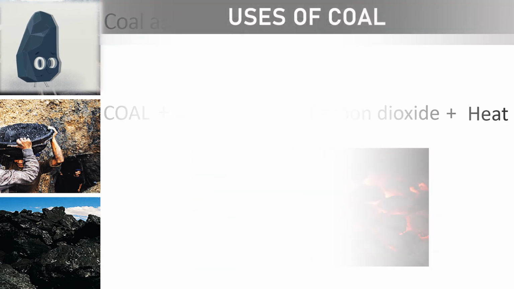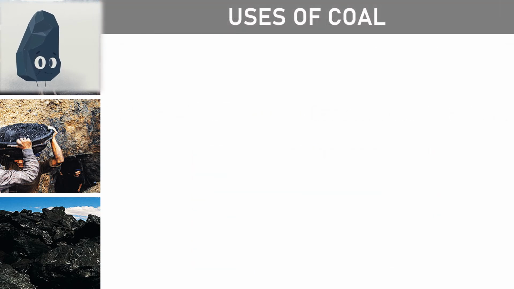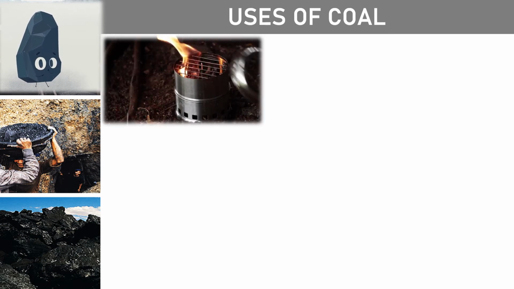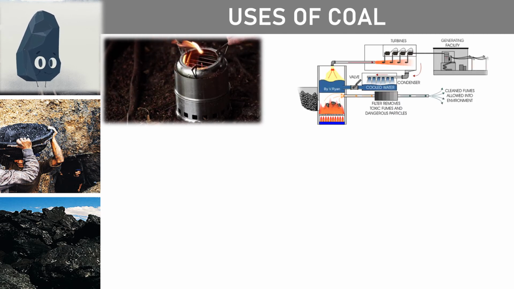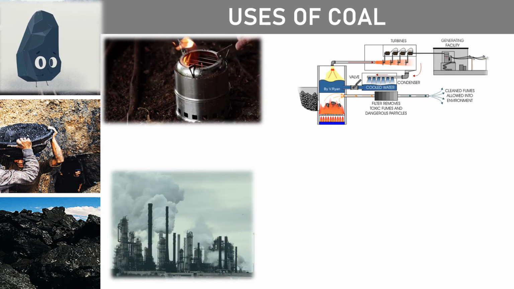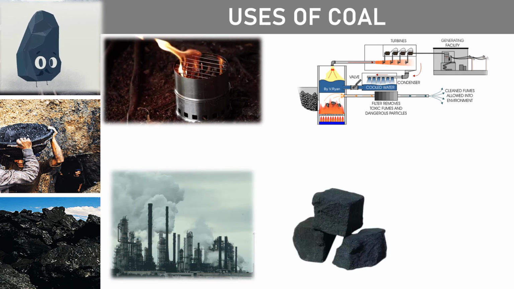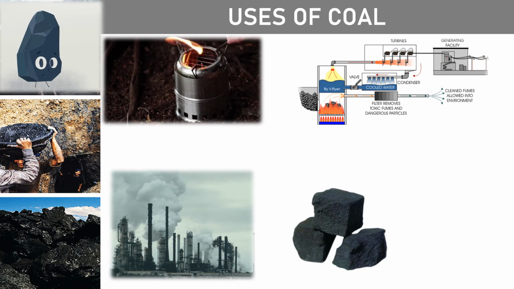Now let us discuss a few uses of coal. Coal is generally used as fuel in homes and industries. Coal is also used as fuel at thermal power plants for generating electricity. Coal is also used to make coal gas, which is an important industrial fuel, and coal is also used to make coke. Earlier, coal was used as a fuel to make steam to run steam engines of trains. And coal is also used as a source of organic chemicals.